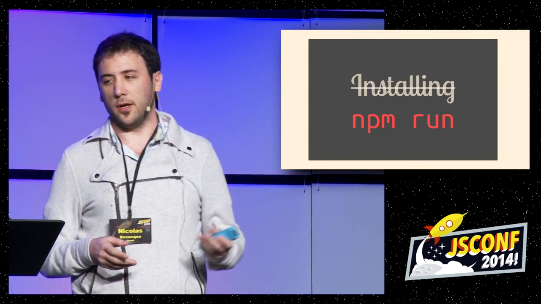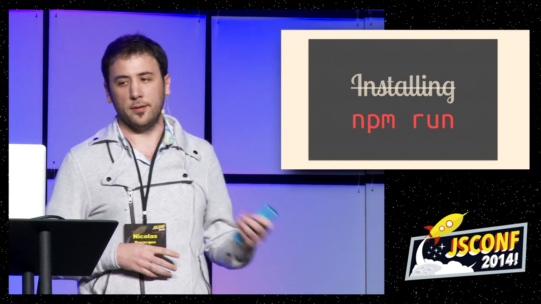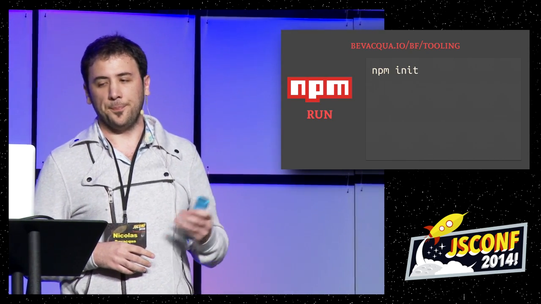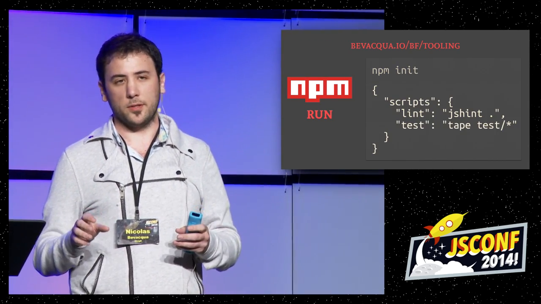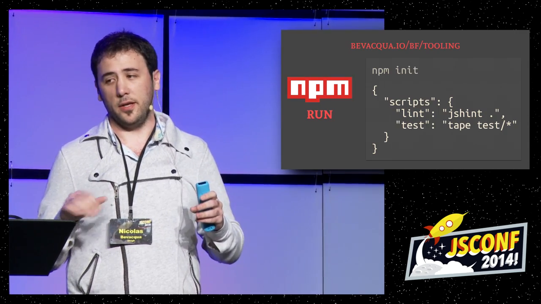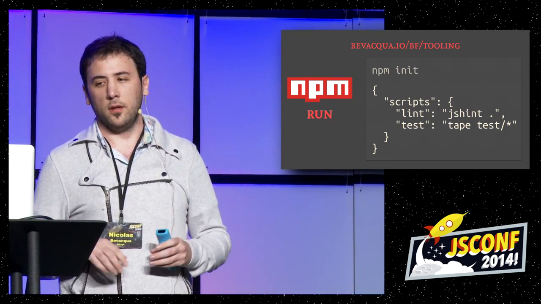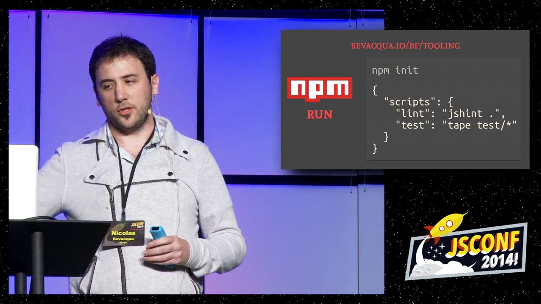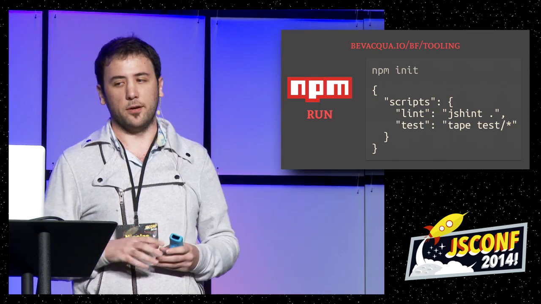So like I said, there's no installation for npm run. You just need the package JSON file. And then you add the scripts key. And in that object, every key is a command. So here you could do npm run lint, and you would use JSHint to lint your directory.